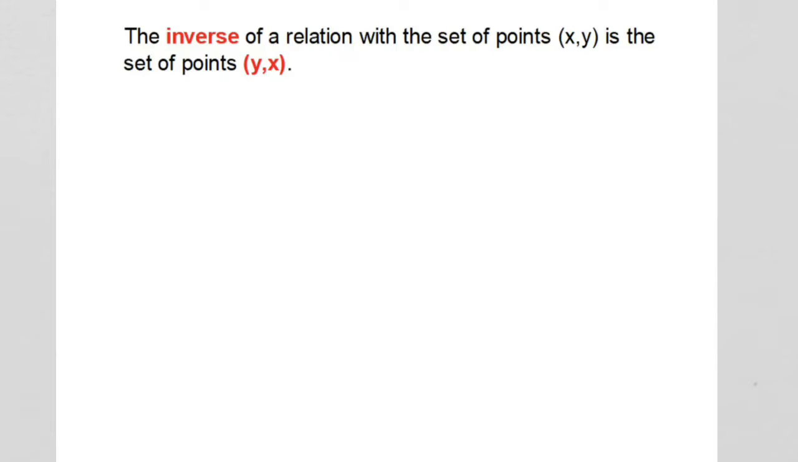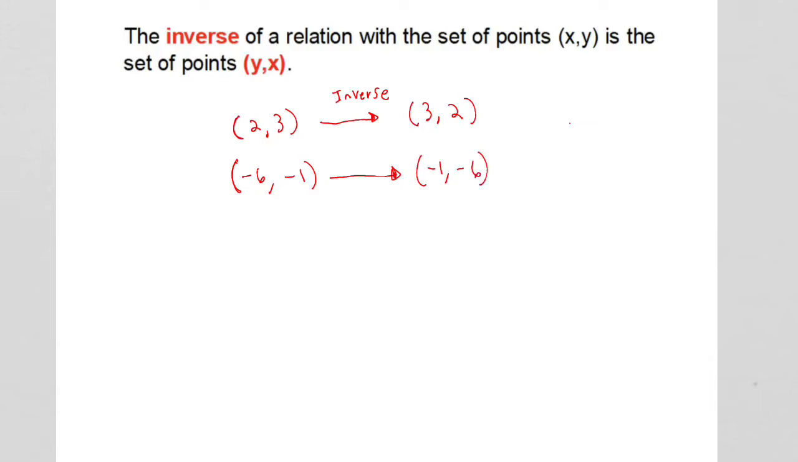So basically, let's say I have the point (2, 3). If I want to plot the inverse, we are just going to switch the position of each term. So now we would have (3, 2). Likewise, if I had (-6, -1) and wanted to plot the inverse, I would plot (-1, -6). And that is basically what we're going to do in order to get the inverse of a point.